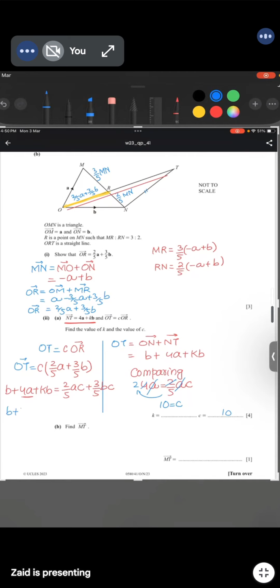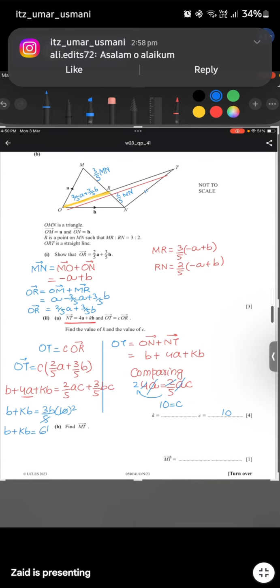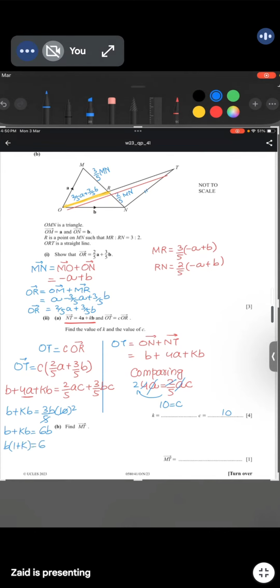Now the B's. B plus KB equals 3 over 5 BC, and C I already know, it's 10. So B plus KB equals 6B. I can take B common, so 1 plus K equals 6. B's get cancelled out. K is going to be 5.